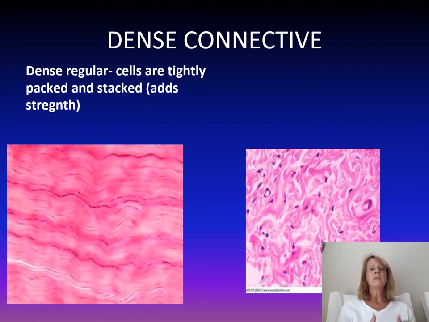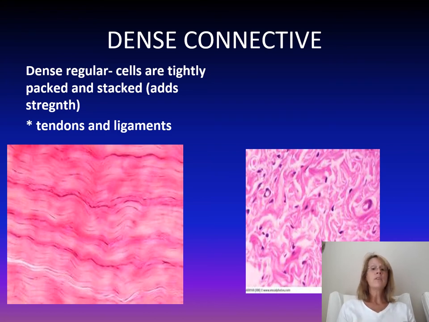Think of the cells as being tightly packed and stacked. So think about having bricks, or think about having logs stacked on top of each other. Well, by having this nice pattern, it adds strength. So dense regular connective tissue is some of the strongest connective tissue we have in our bodies. And it actually makes up our tendons and our ligaments.